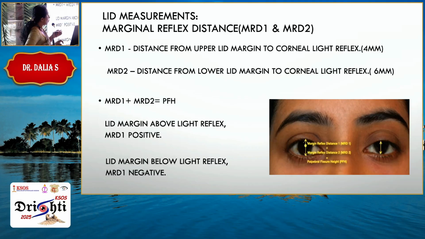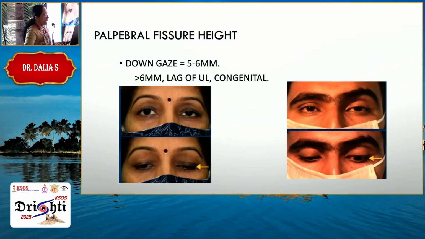This again has two components, the MRD, marginal reflex distance 1 and 2. MRD1 is the distance from the corneal light reflex to the upper lid margin, and MRD2 is from the corneal light reflex to the lower eyelid margin. MRD1 plus MRD2 gives the palpebral fissure height. If the lid margin is above the light reflex, the MRD1 is positive, and if it is below, it is considered negative. You should also measure the palpebral fissure height in down gaze, which is usually 5 to 6 millimeters.